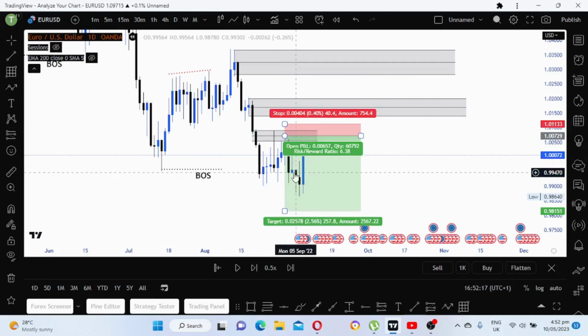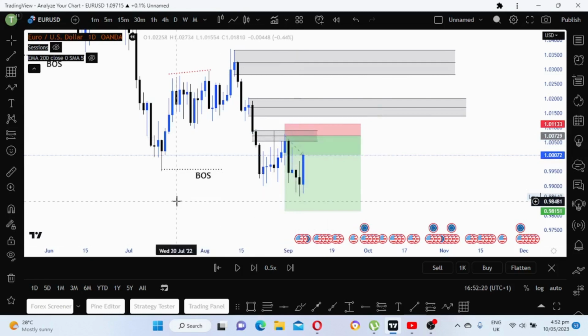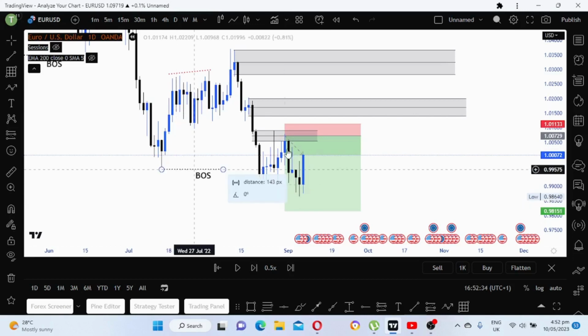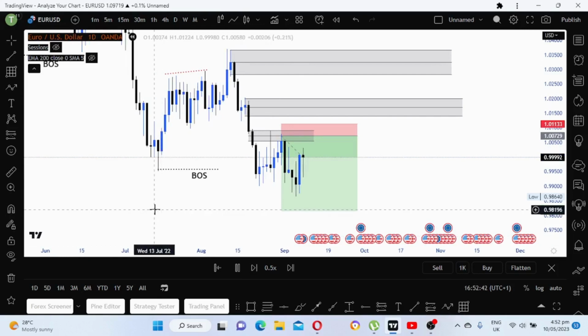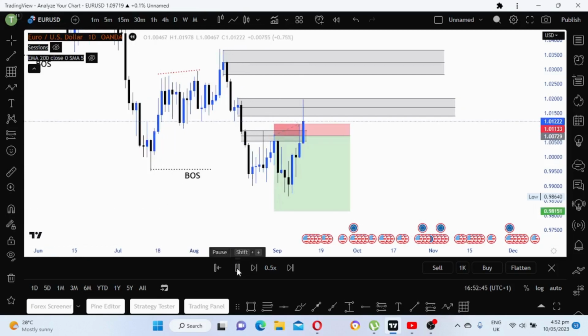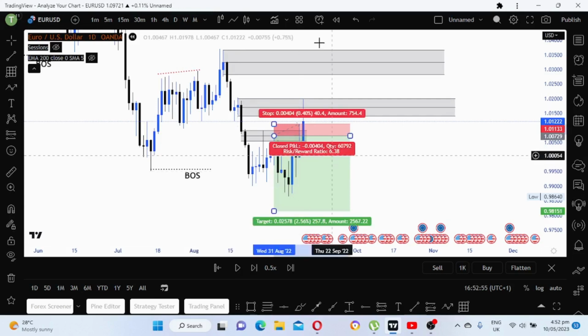So you have to be patient with the market, guys. Don't just jump in when you see price is reversing, but make sure that the price is reversing at a higher time frame zone, guys. If it was someone who sold here, look what happened. Look what happens next. Price quickly takes you out. It takes you out very fast. You see? It would have taken you out.